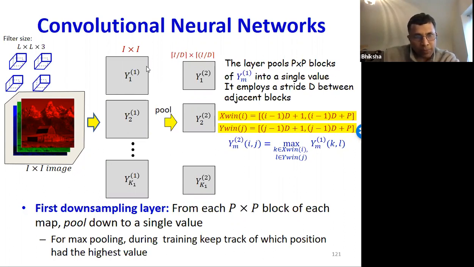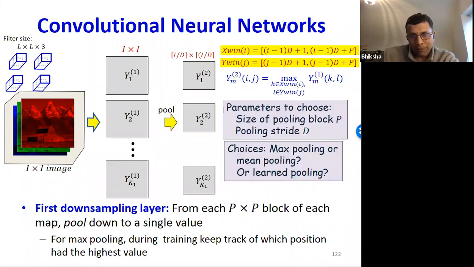Each max pooled map is obtained from a single activation map from the previous convolutional layer. So in the max pooling operation, here are the parameters you'd have to choose: the size of the pooling block and the stride. You also could decide what kind of pooling you're going to use. Are you going to use max pooling, mean pooling, or are you even going to use pooling? That's a design choice.